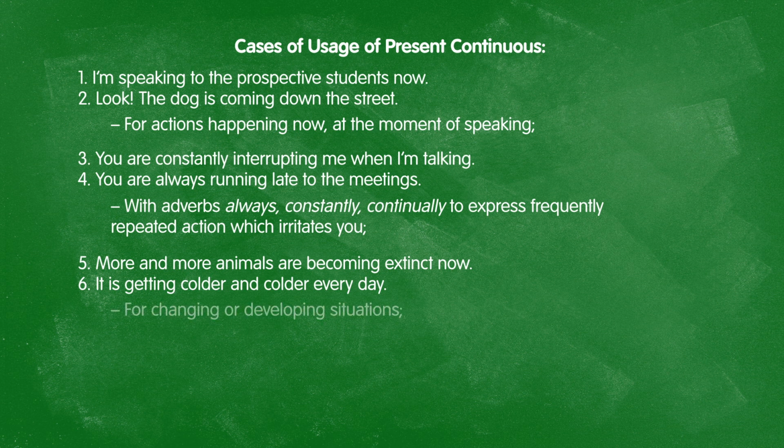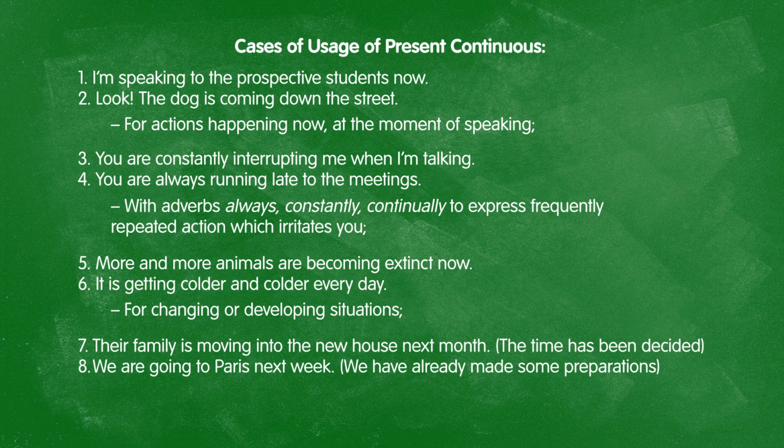And here I'm using the present continuous tense to express events or actions that are currently developing or changing. But now let's read and consider two more sentences. I can still say, for example, the family is moving into their new house next week. Or, we are going to Paris next week. And here, I'm using the present continuous tense to talk about events that will happen in the near future. They are plans that have already been decided and made.